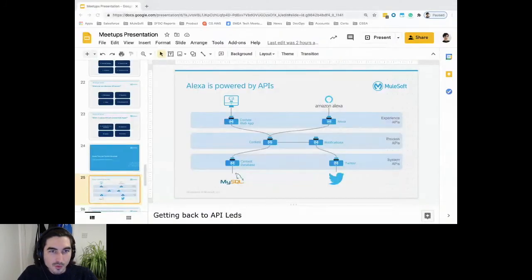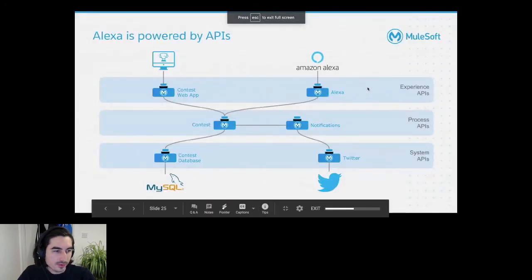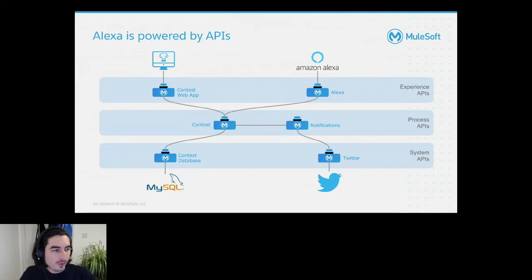Let's see why you would do API-led connectivity with this one specifically, and then we jump into a hands-on on how different parts of the platform or different parts of the development you need to do to create this demo.